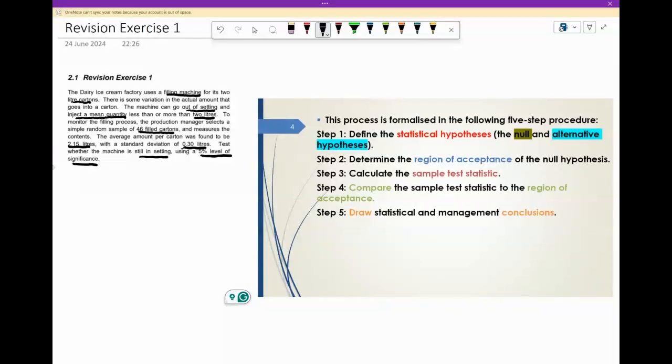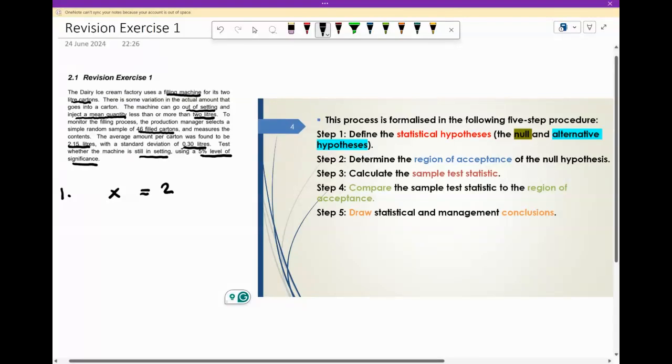Okay, so remember step number 1, we need to determine our statistical hypothesis. What do we know about our situation here? We know that the mean of our cartons is either equal to 2 liters, which is what we want it to be, or not equal to 2 liters. Those are our possibilities.